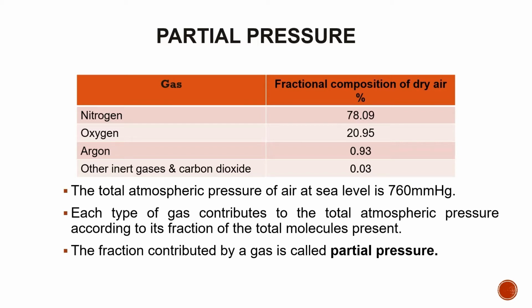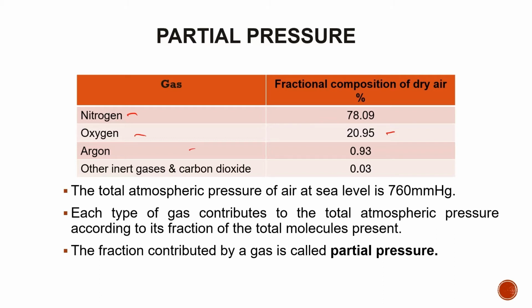So I have nitrogen gas here, which is about 78.09% of the air, or dry air. Oxygen is about 20.9 to 20.95, about 21%. And then we have argon and other gases, which are 0.93 and 0.03 respectively.